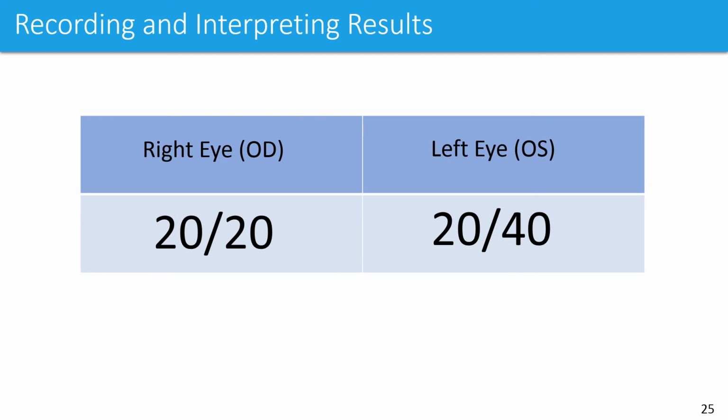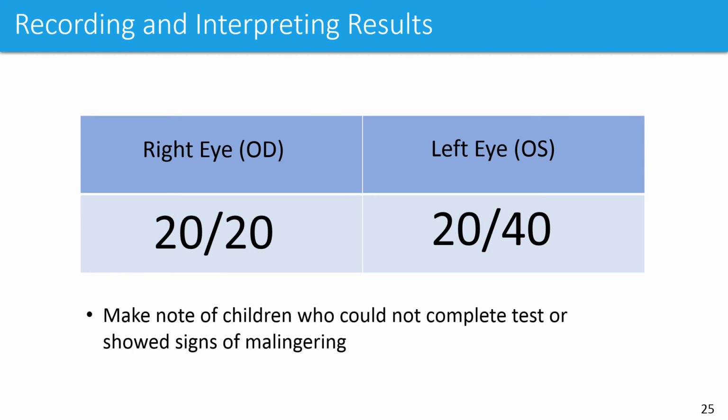If you are required to determine if the child passes the visual acuity test, then double-check your pass criteria. Additionally, if the child was unable to do any of the tests or showed signs of malingering, make a note of this, as the child should receive a referral to an eye care specialist.